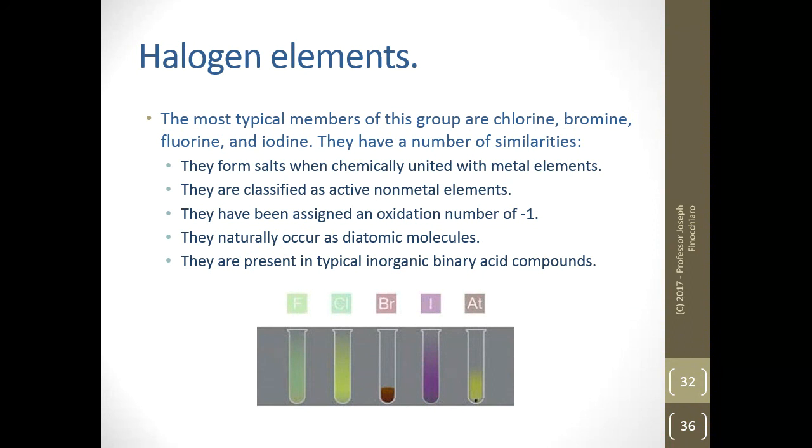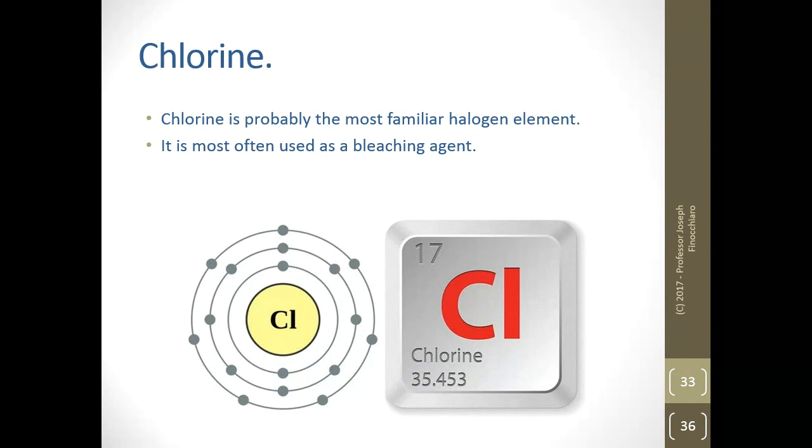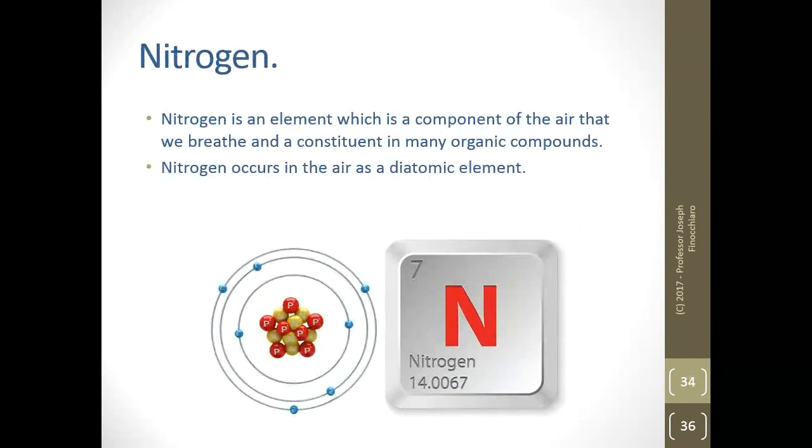They have a number of similarities. They form salts when chemically united with metal elements. They're classified as active nonmetal elements. They've been assigned an oxidation number of -1. They occur naturally as diatomic molecules, and they are present in typical inorganic binary acid compounds. We'll see what binary acids are later. And chlorine is probably the most familiar halogen element. It is most often used as a bleaching agent, sodium hypochlorite.